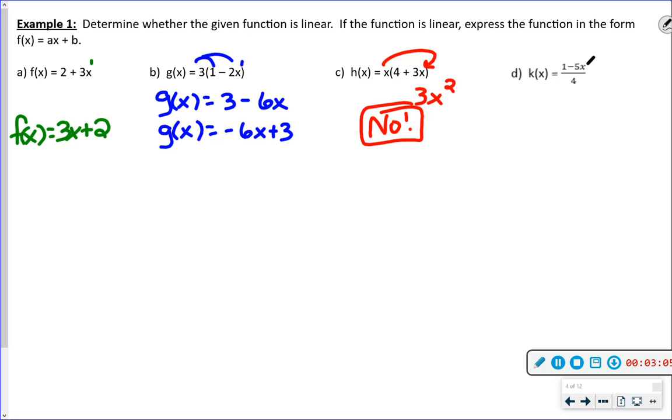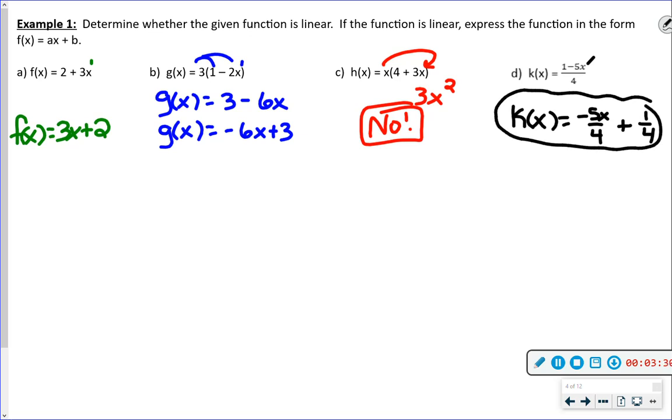I need to get it in, it's painful to say, ax plus b, mx plus b style. So first thing, I'm going to put the variable first. I'm going to put the negative 5x first. Notice it's all over 4, so I'm going to split it up. Negative 5x over 4, and then plus 1 over 4. So now I know my slope and my y-intercept. I've got it in the right form. There we go. Nothing too dramatic there. Just be careful on your exponents. 1 is as high as you can go on x.